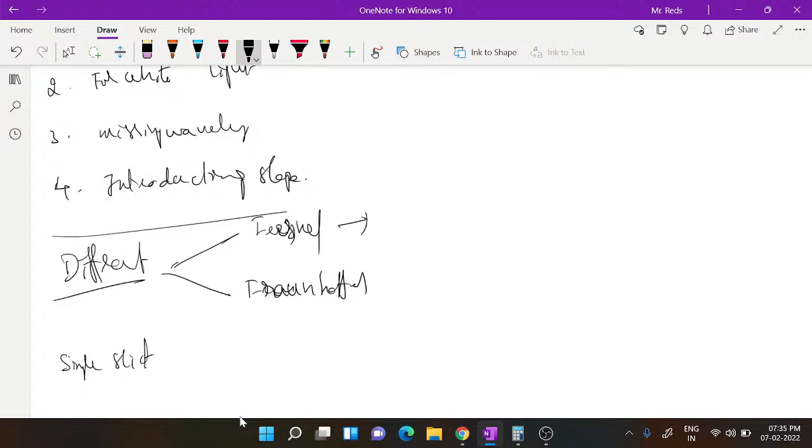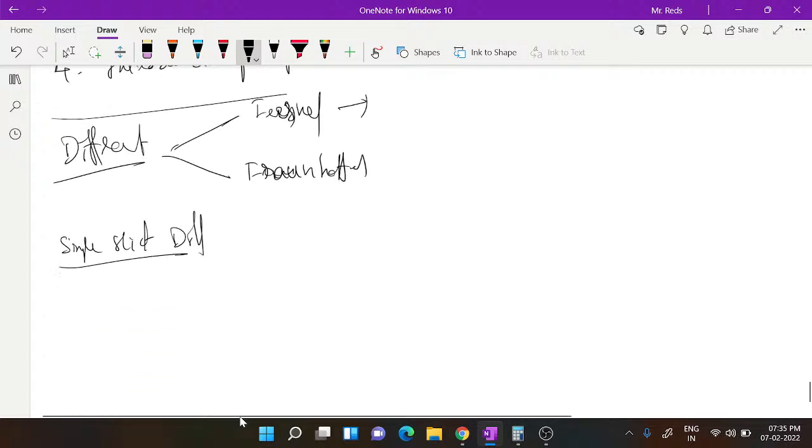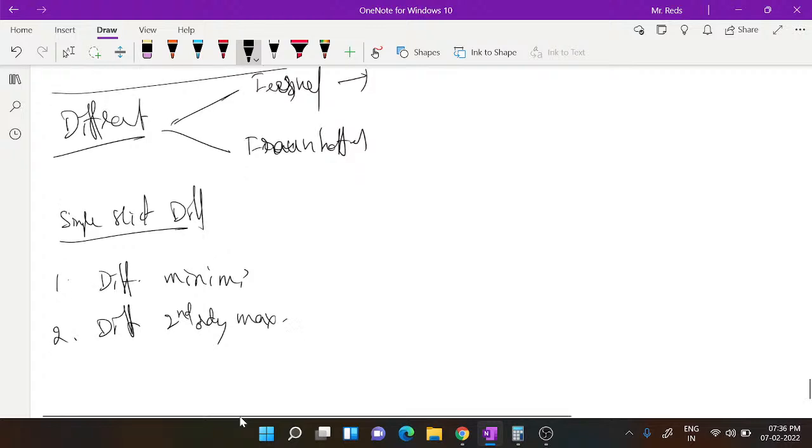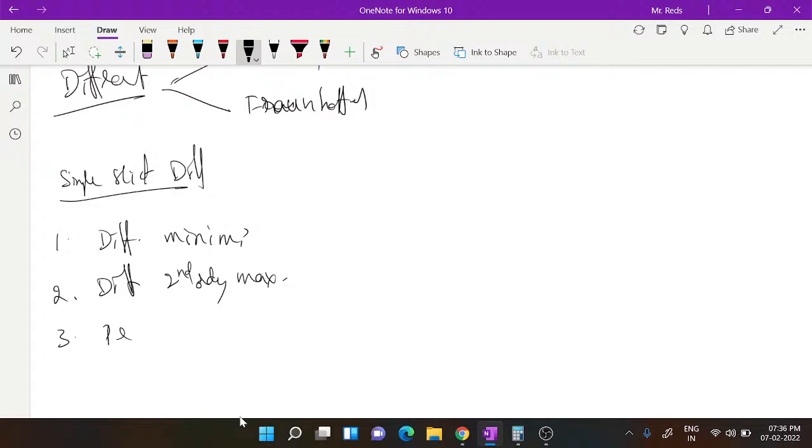In single slit diffraction, write only 3 points. The first point is the diffraction minima condition. The second one, diffraction secondary maxima. Here this is a little important. Then the primary maxima.